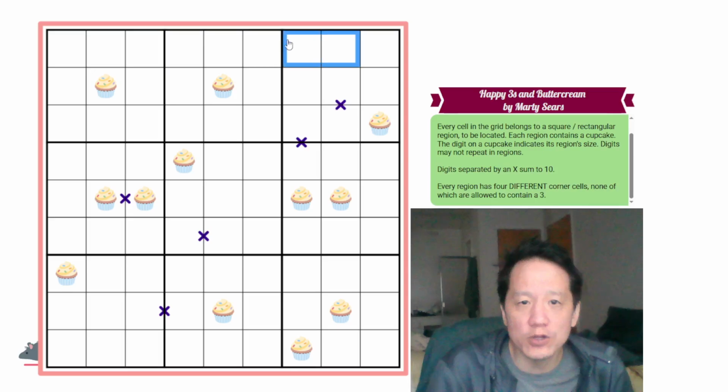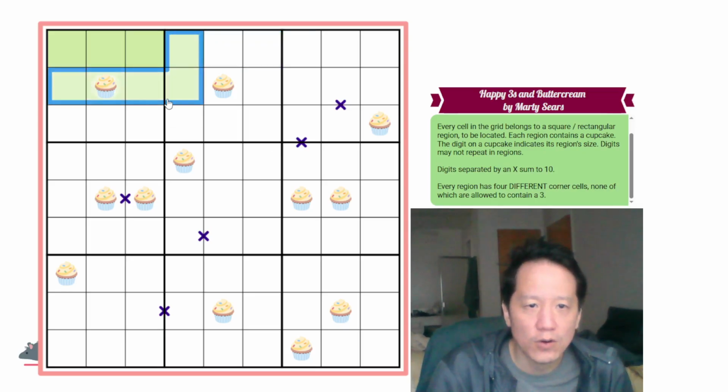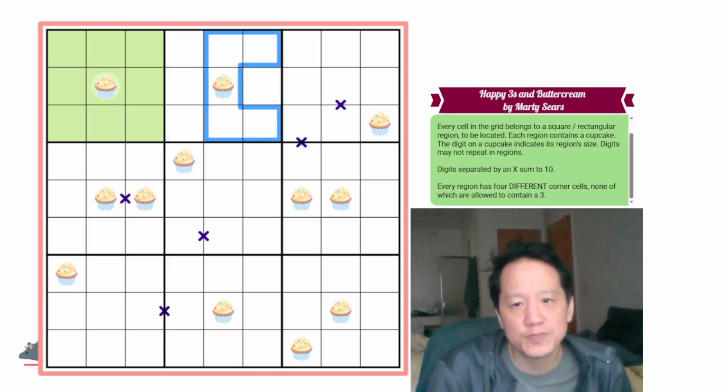So every cell in the grid is part of a square or a rectangle. So this cell could be part of, say, this square, or it could be like this rectangle, or it could be a rectangle like this, or a square like this, or a square like this, right? Every cell is part of a region. We know that for certain.